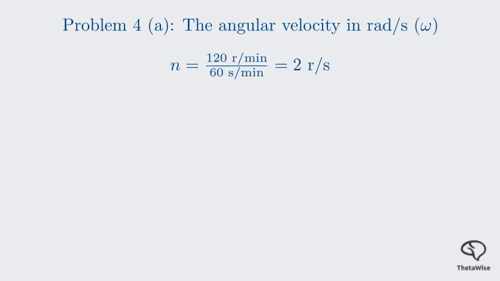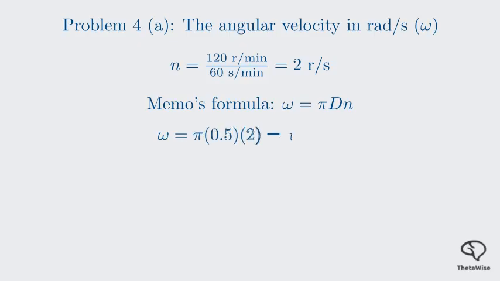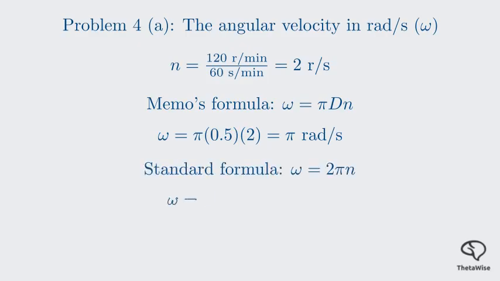The memo uses a different formula, omega equals pi times d times n. Let's see if that works. Omega equals pi times 0.5 times 2, which gives us pi radians per second. Let's check this with our standard formula. Omega equals 2 pi times n, so omega equals 2 pi times 2, which is 4 pi radians per second.